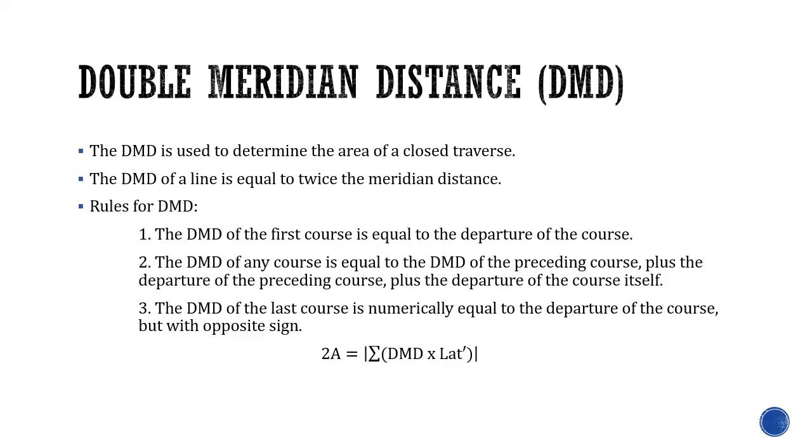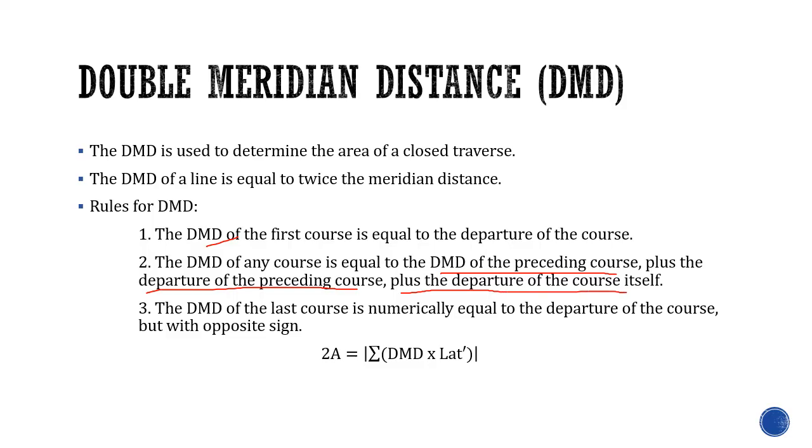More on pattern lang, no? And then, makukuha na agad natin. Okay, so, yan, the DMD rules, no? So, first, the DMD of the first course is equal to the departure of the course. Okay? The DMD of any course ay equal to the DMD of the preceding plus the departure of the preceding, plus the departure of the course itself.